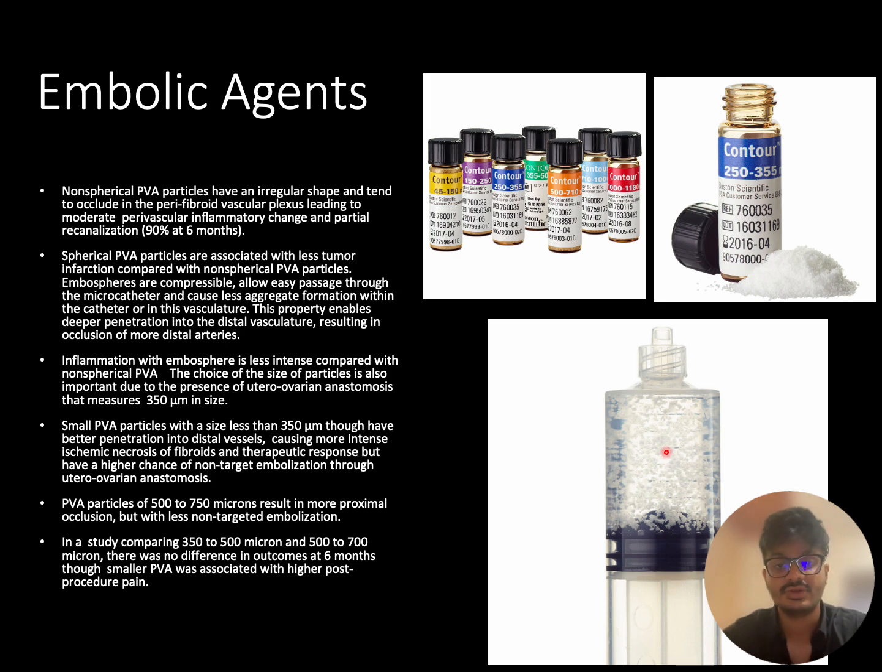Now the main concept is, you have to take care of the sizes. The uterovarian anastomosis size is 350 micrometers. So you have to use particles whose sizes are more than 350 micrometers, so that unknowingly the particles don't go from the uterine artery to the ovarian artery and mess up the ovarian reserve. You don't want non-target embolization. So you have to choose a particle size more than 350. 350 to 500 is good, and 500 to 700 is also good. Many articles say 500 to 750 is good, but the latest studies say that both are equally good, that is 350 to 500 and 500 to 700.